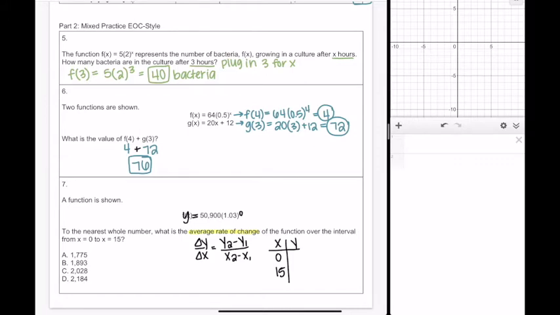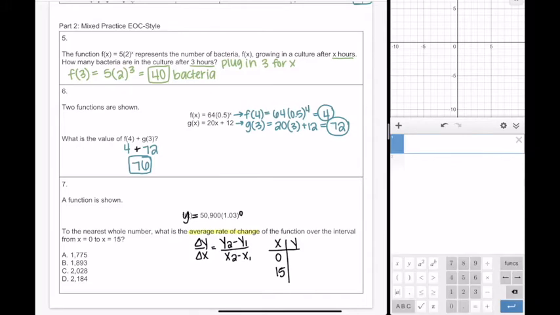So to find that, we can take and plug in 0 for x. All right, so for this process, we're going to take 50,900 times 1.03 raised to the power 0.